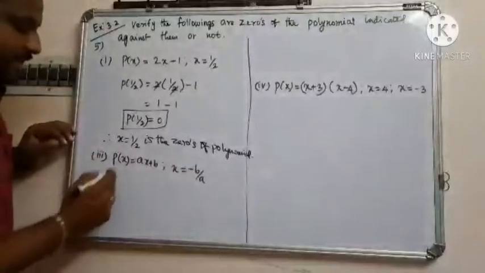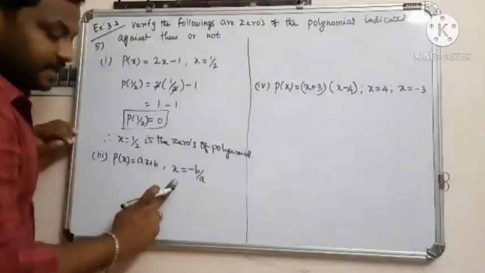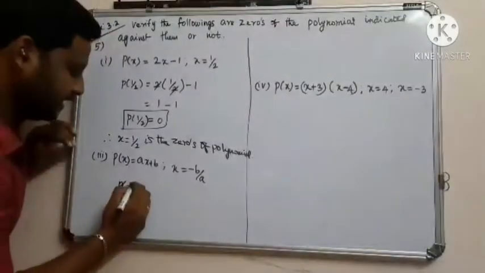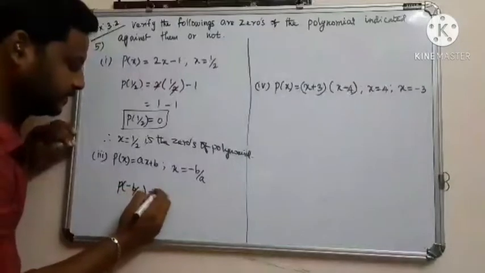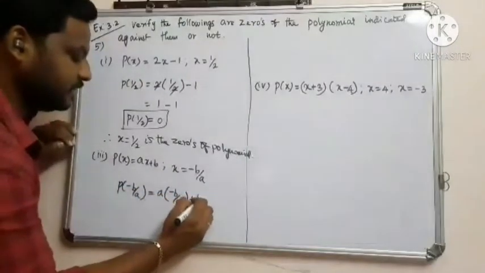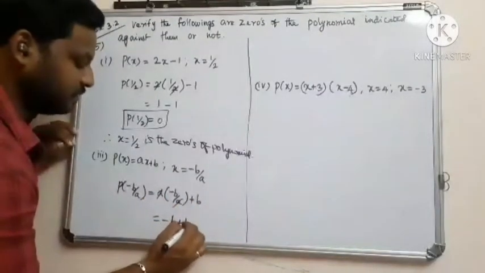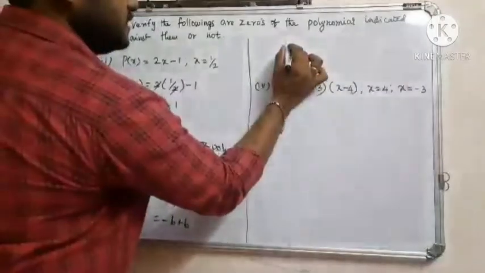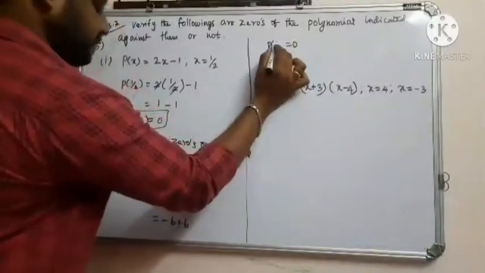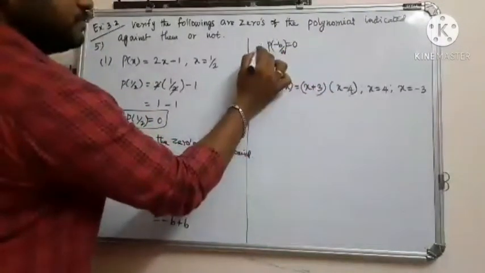Clear? And then the next question, p of x is equal to ax plus b, and then the root is x is equal to minus b by a. So p of minus b by a is equal to a into minus b by a plus b. So a will be cancelled, which is equal to minus b plus b, which is equal to 0. That is p of minus b by a is equal to 0.